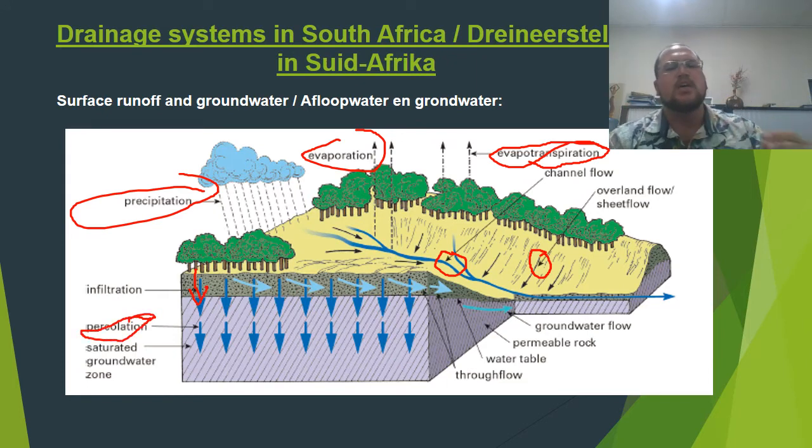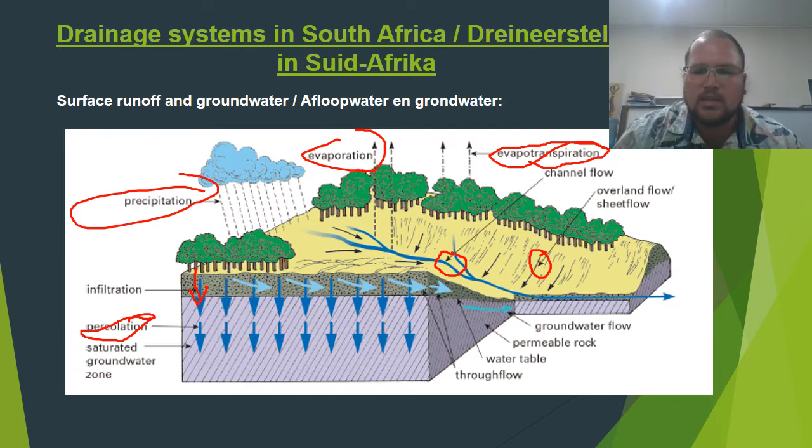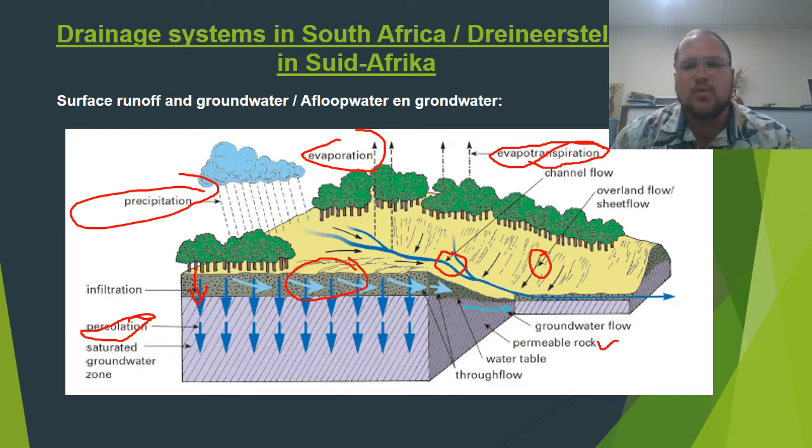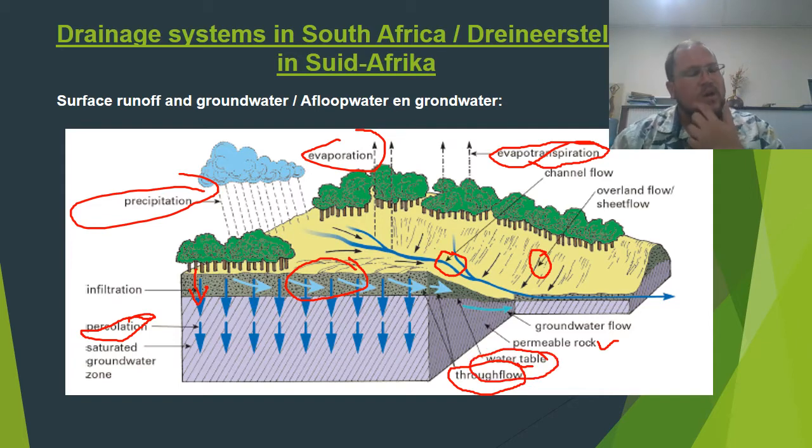Percolation is where the water seeps into what? Permeable rock. With this, we can get infiltration in the upper surface, loose ground particles, where we can get things like through flow. And what is our water table? Our water table is the area on top of which through flow will happen.